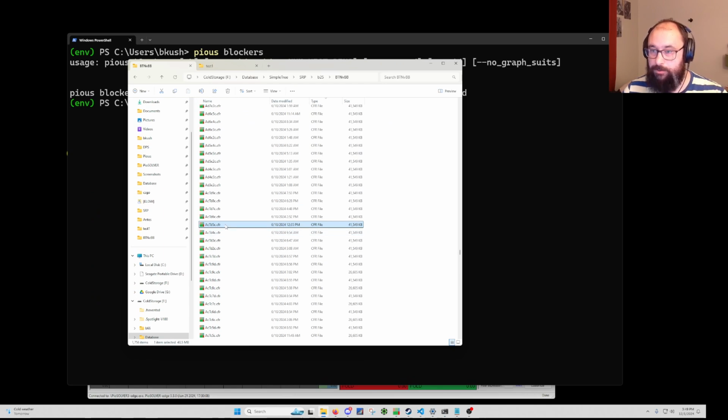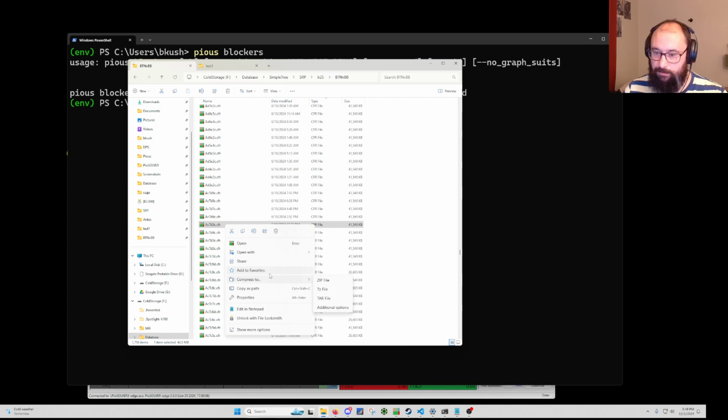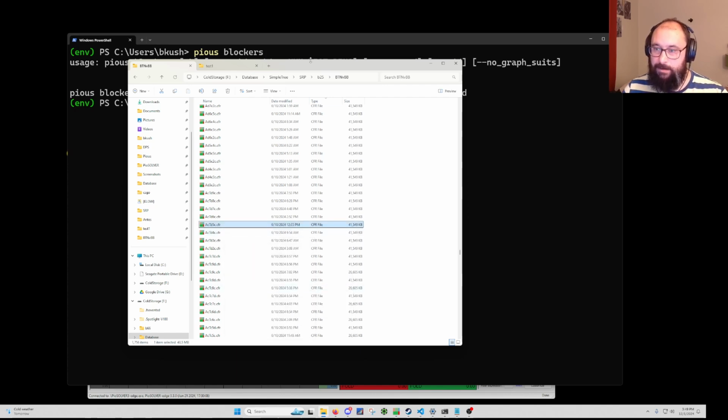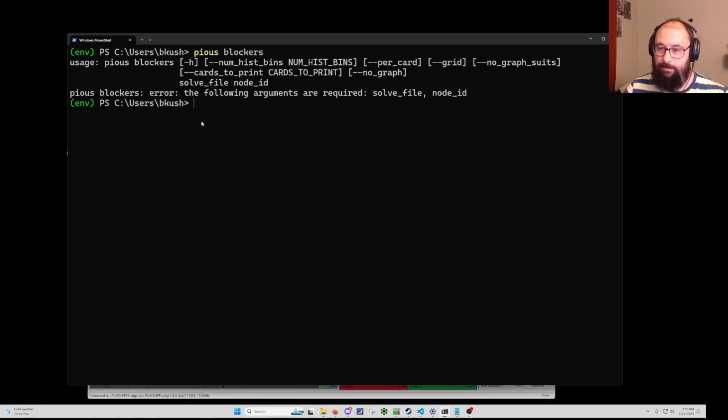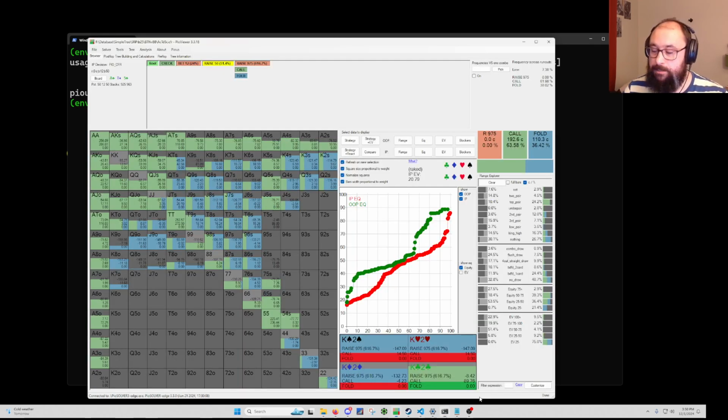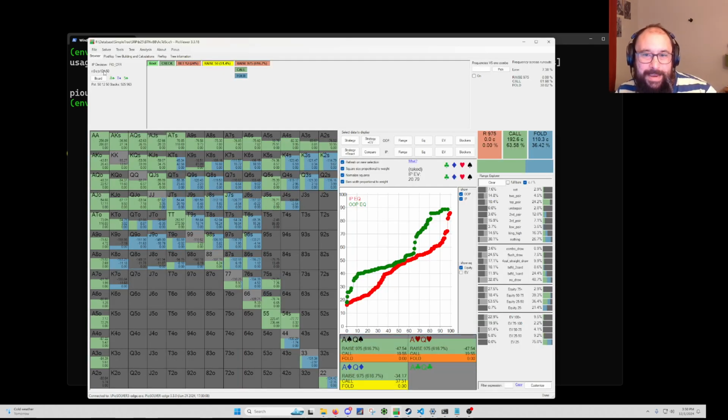So I'm going to go into my database. I'm just going to right click the file, and I'm going to choose copy as path, and this is going to copy the path. Now, it also was saying I need a node ID, and node IDs are a little bit tricky. They're this internal PIO representation. At some point, I'm going to make it easier to use, kind of like a higher level, more human interface. But for now, it's kind of a pain because you have to type this out.